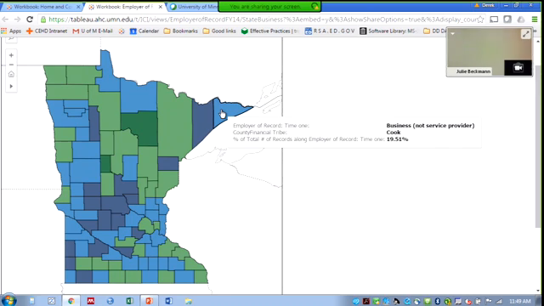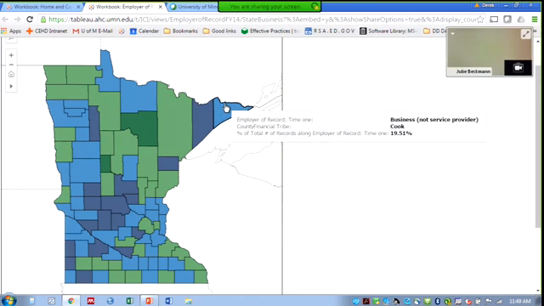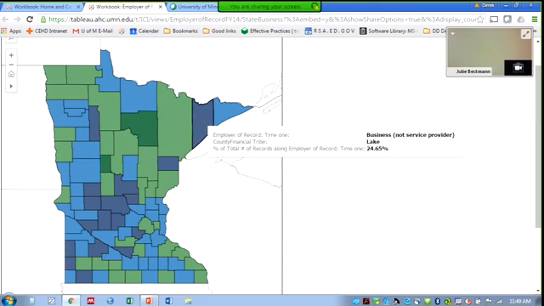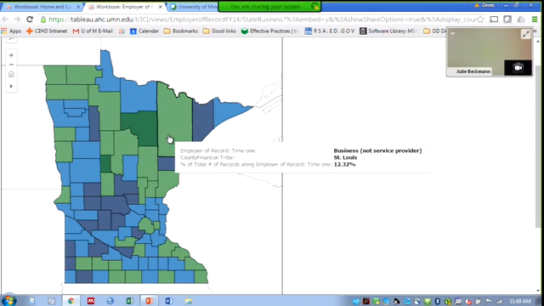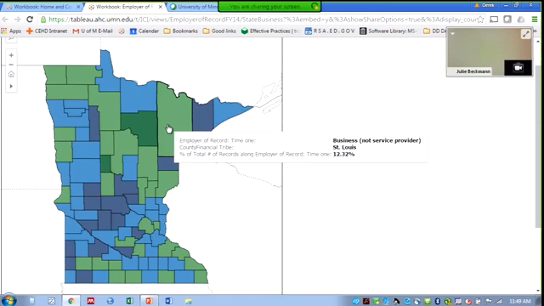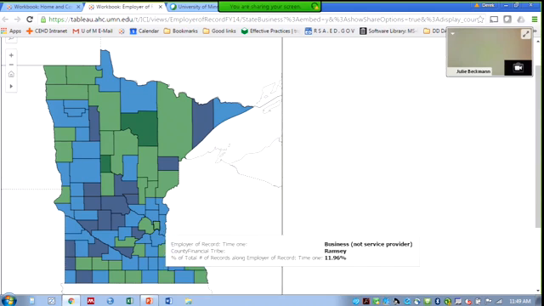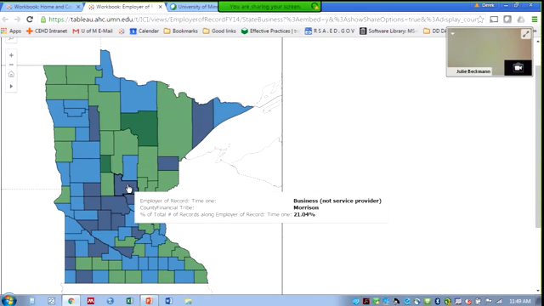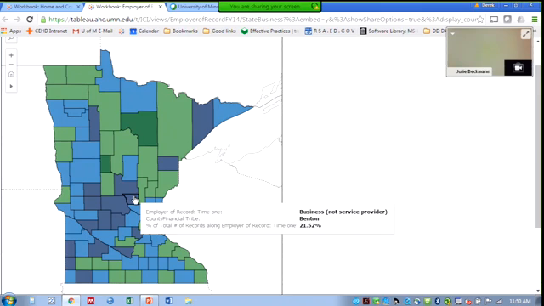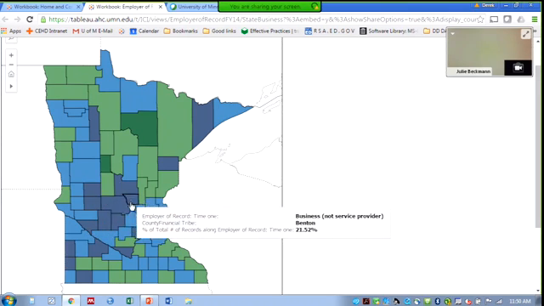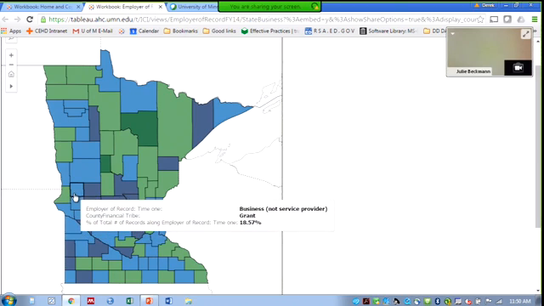It's the same thing. So Cook County, 19.5% of the group have a job of their own, employed at a community business that isn't a provider. And then St. Louis is 12.32%. And you can see there's a dark blue pocket right in the middle of the state there, 21%, Benton at 21.5%. And yes, these counties are beginning to talk to each other.